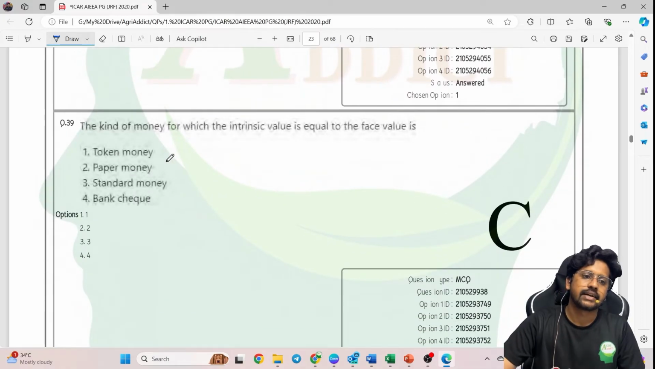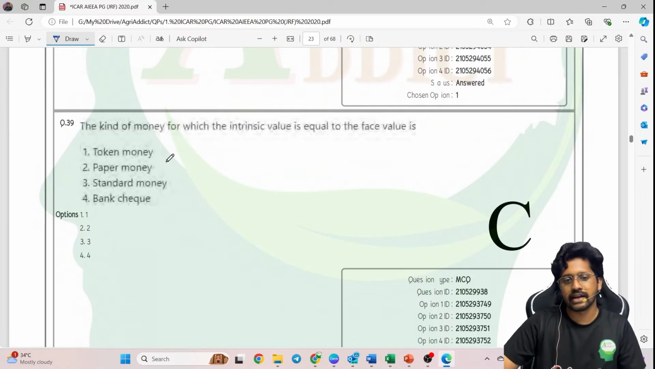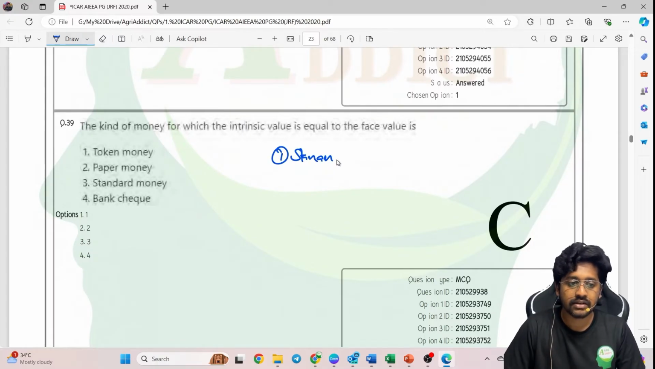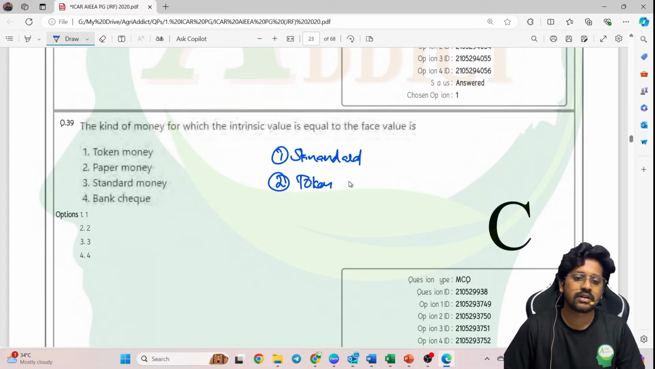Question number 39. The kind of money for which the intrinsic value is equal to the face value. This is actually the standard definition, right? So there are two types of money according to the intrinsic value as well as face value. First one is standard money. Second one is token money.